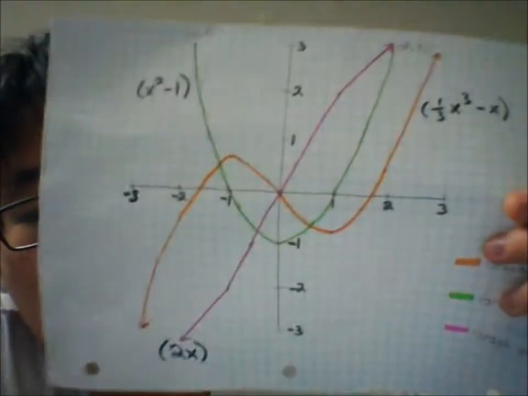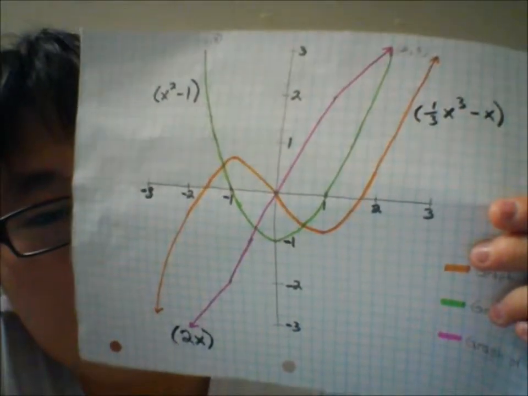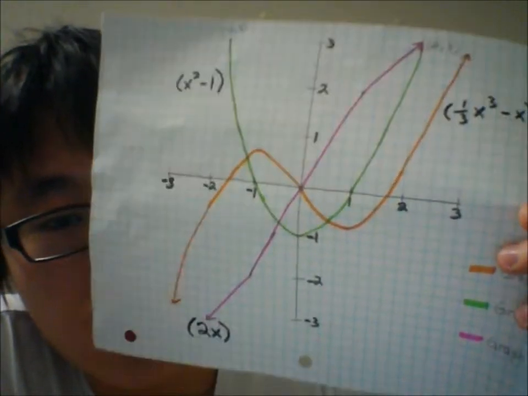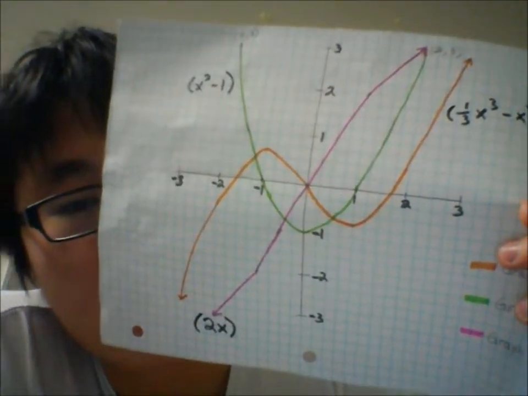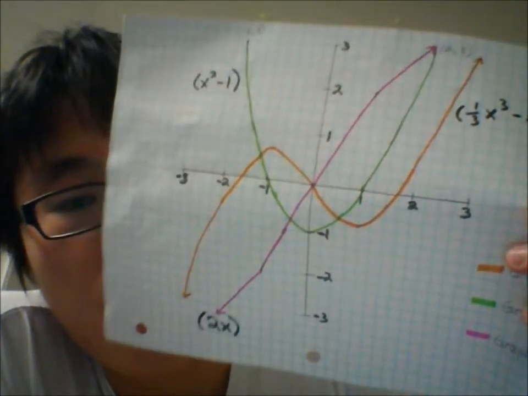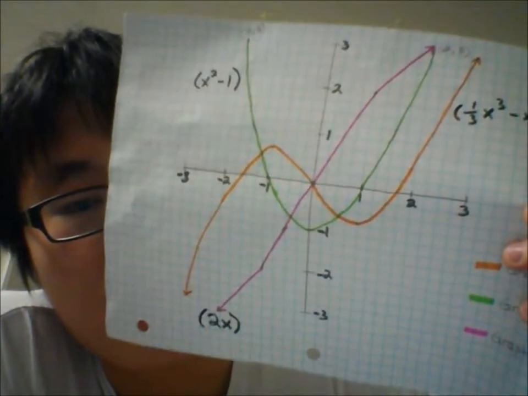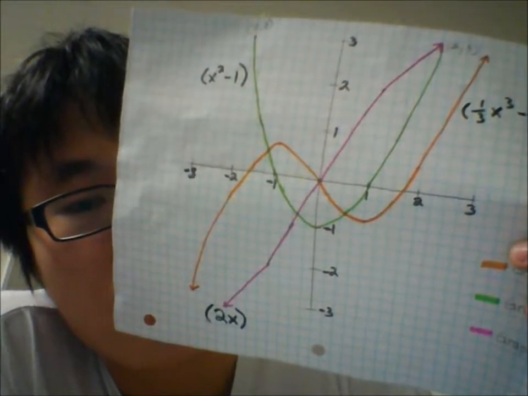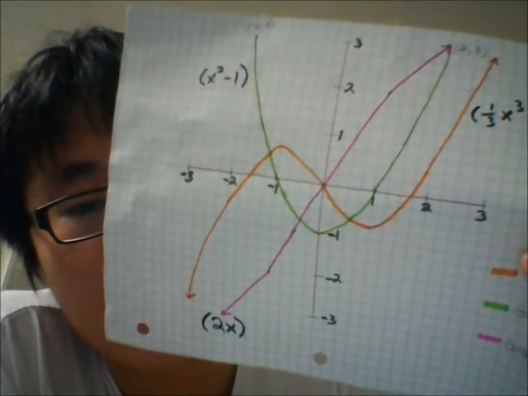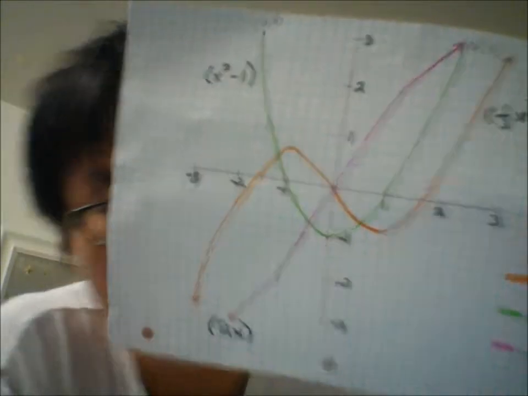So you're looking at the green graph one more time, and you can see that when x is less than 0, it is decreasing. And when x is greater than 0, it is increasing. Therefore, the graph of f of x is concave down when x is less than 0, and it is concave up when x is greater than 0.